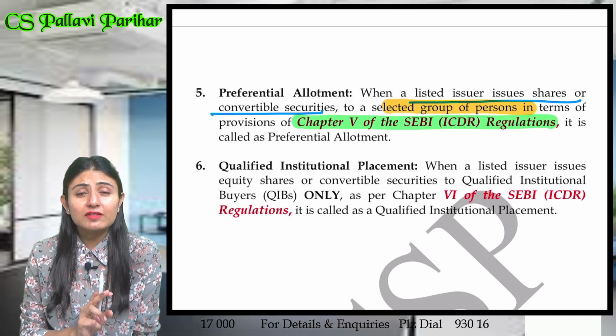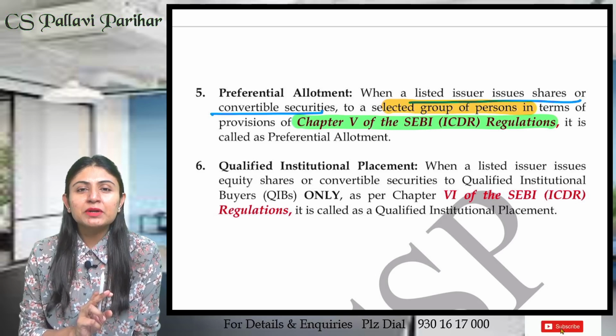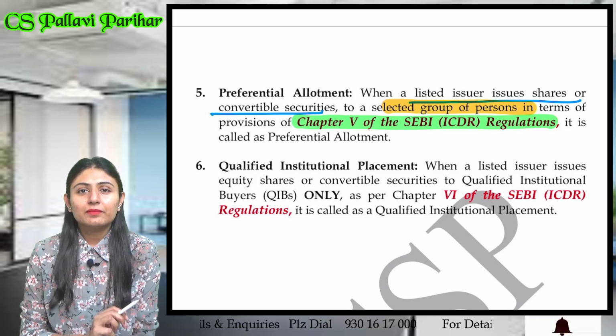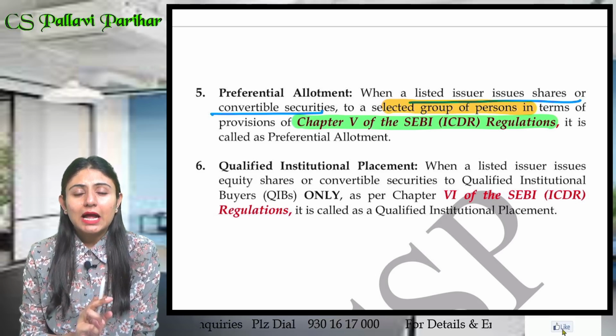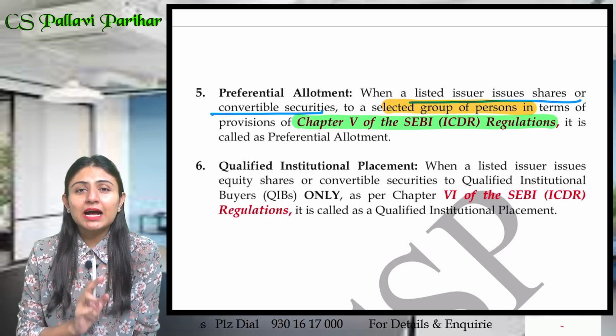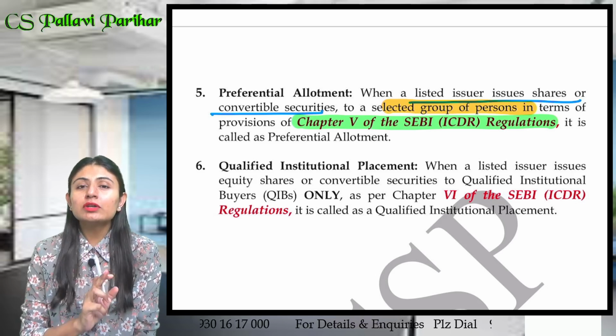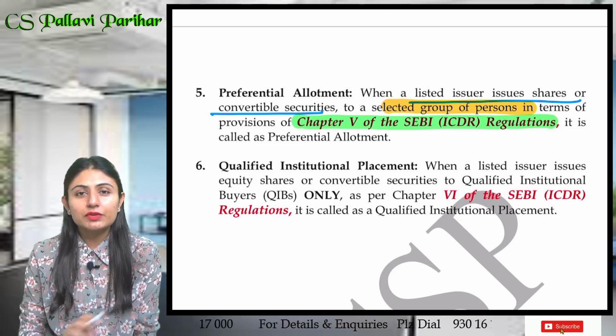So there's a minute difference between private placement and preferential allotment, but the difference is a difference. Private placement has general conditions that are prescribed under ICDR. Preferential allotment needs to comply with additional conditions prescribed under Chapter 5 of the ICDR.